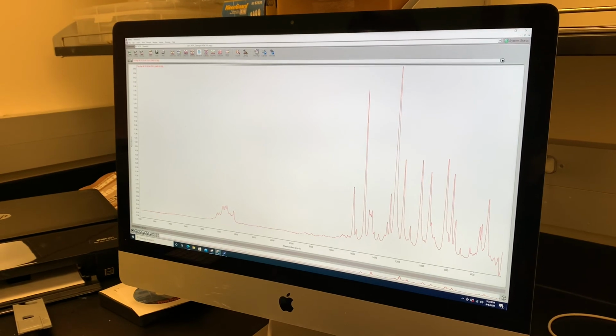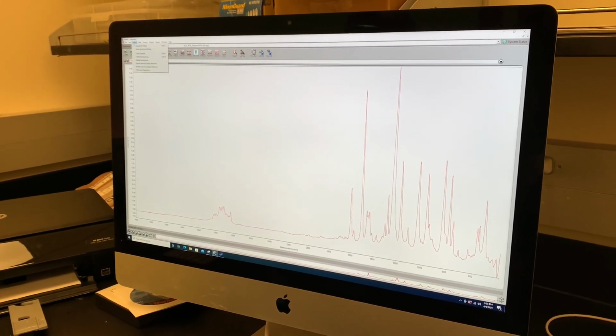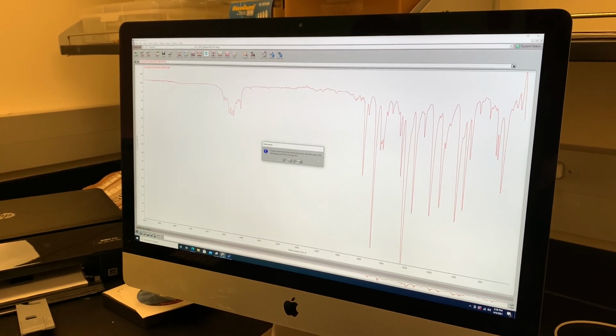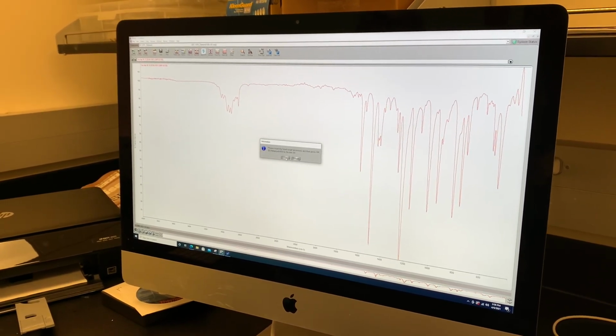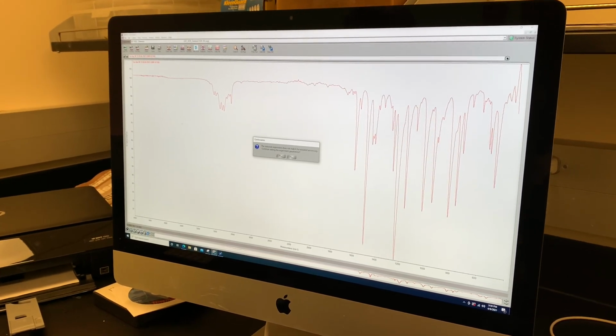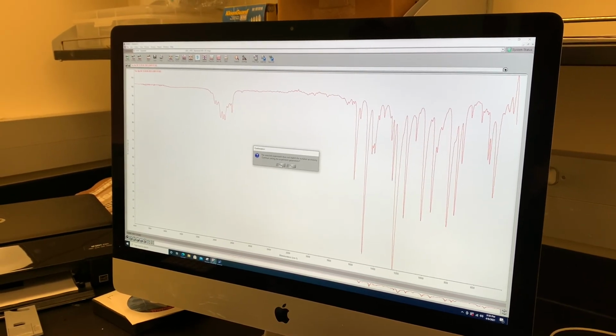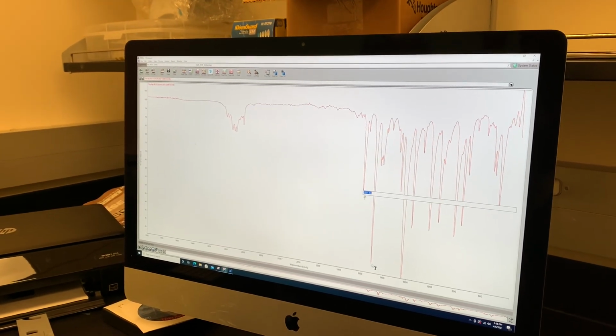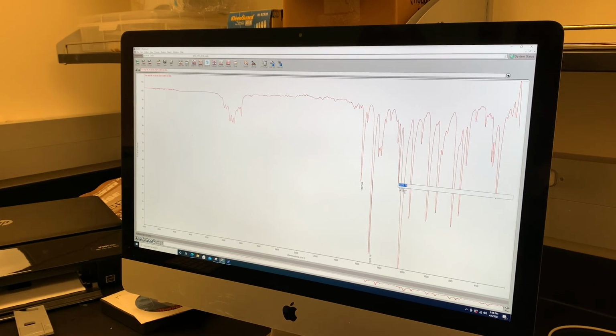I am going to turn it around, pick a few of the peaks, and then we will save this for analysis for our post lab.